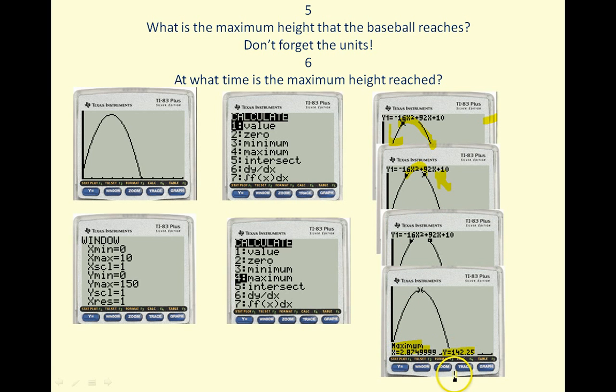Some kids forget or don't reach that point. They have a left-bound screen or a right-bound screen or a guess screen. So make sure that you reach the maximum command. That's what you're looking for.